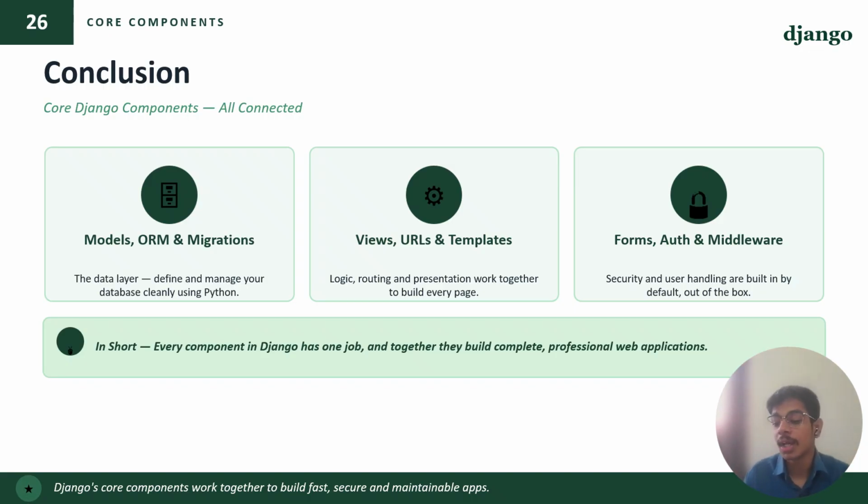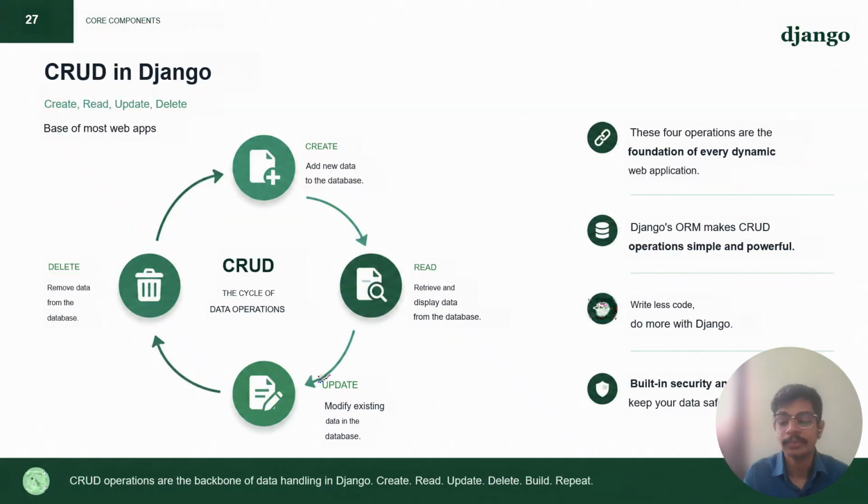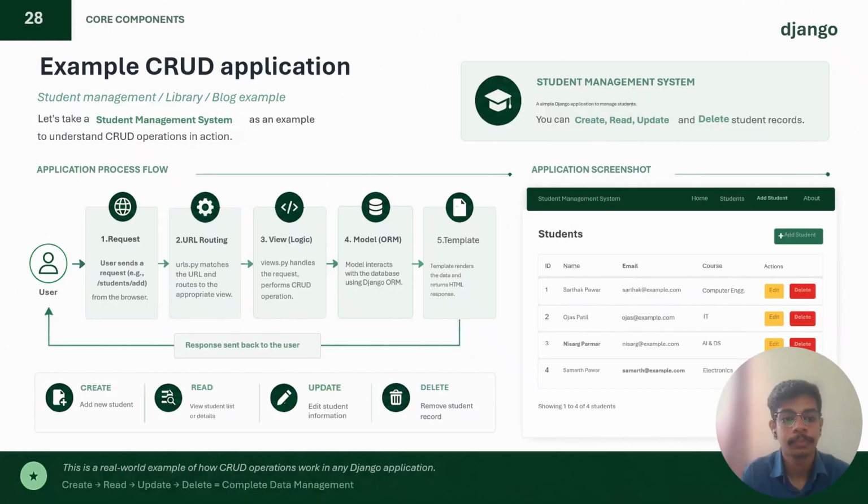Now let's look at one of the most common operations performed in web applications, CRUD. CRUD in Django stands for create, read, update, and delete. These four operations are the foundation of almost every database-driven application. In simple words, CRUD allows users to manage information effectively. Let's see a real-world example of CRUD using a student management system.